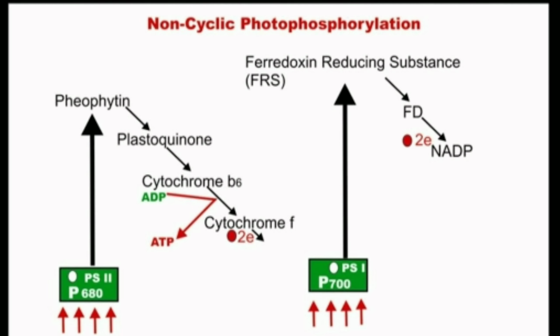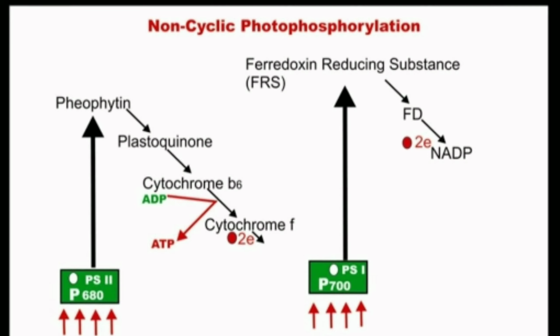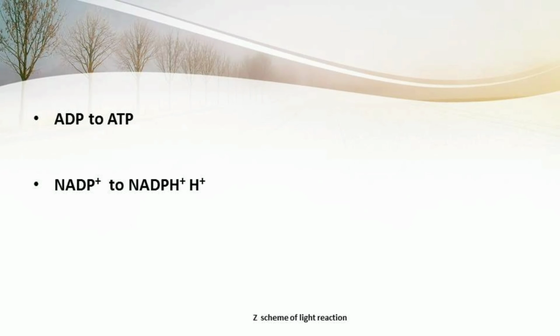And now a pair of protons, oxygen is released as a byproduct, and the remaining thing is a pair of protons. This proton is being added to NADP plus, which is reduced to NADPH plus H plus, or we can write it as NADPH2. So we got ATP and NADPH.